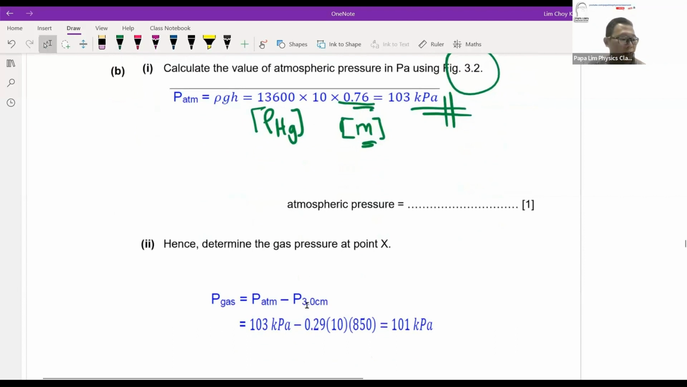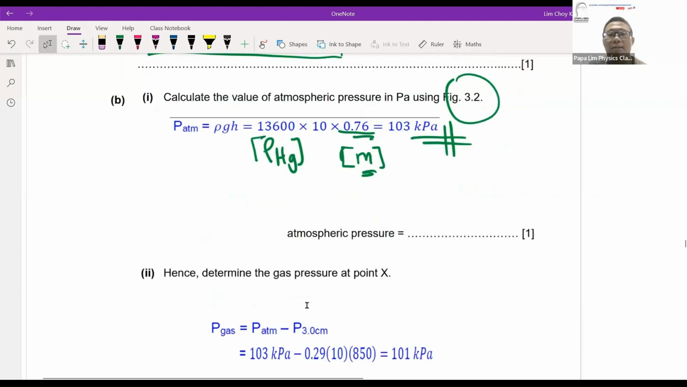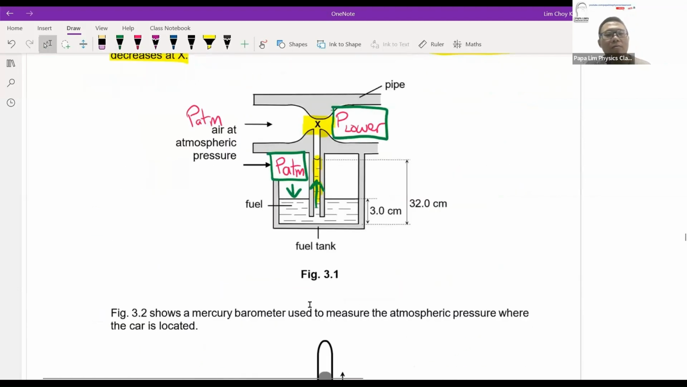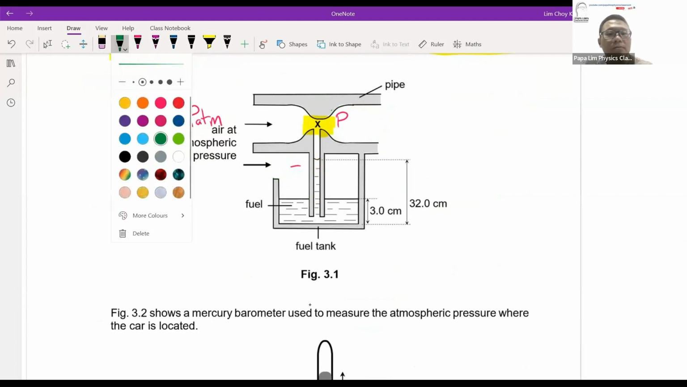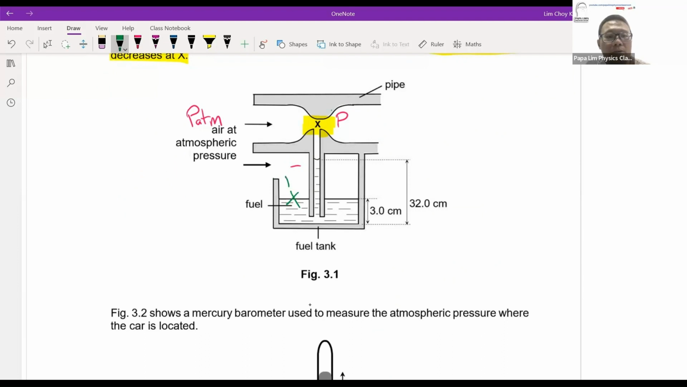Okay, gas pressure at X, same thing. Now, gas pressure at X, this is figure 3.1. Okay, now let's take a look. The gas pressure that we are looking at will be the atmospheric pressure. Remember, if you have the same fluid, same planet, and same height, you'll find that this area will have the same pressure. So this is what we mean by atmospheric pressure.